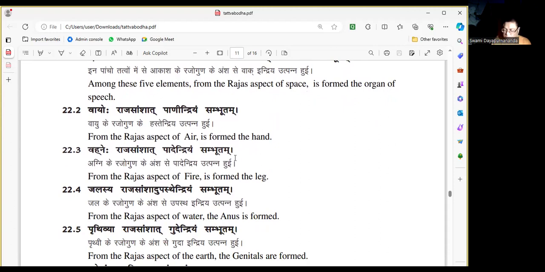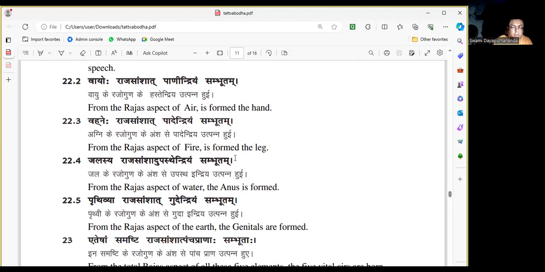From water's Sattvic Anshat we read earlier that it was coming, that Jiva, Rasana, taste. But from the Rajasic Anshat, Upastha Indriyam Sambhutam, the Upastha, the organ of excretion, has been formed from the Rajasic aspect of the water. Then the last one comes from Prithvi.